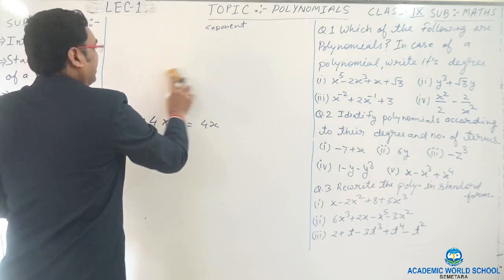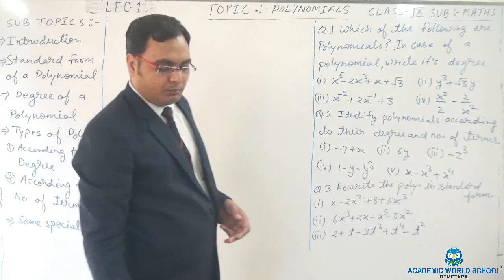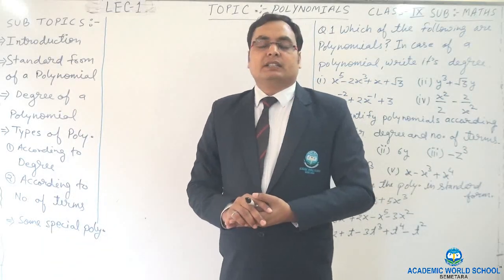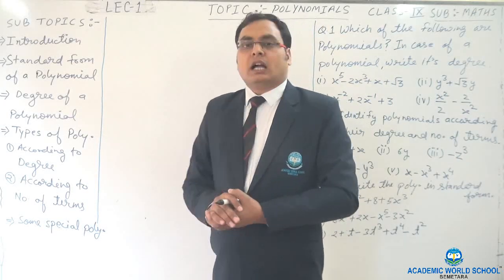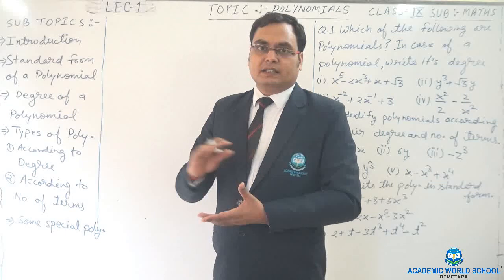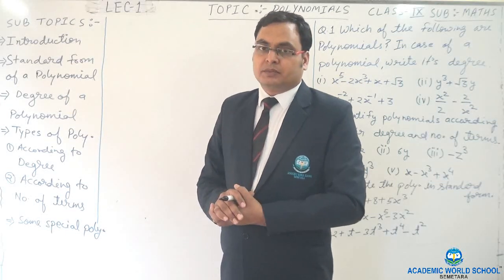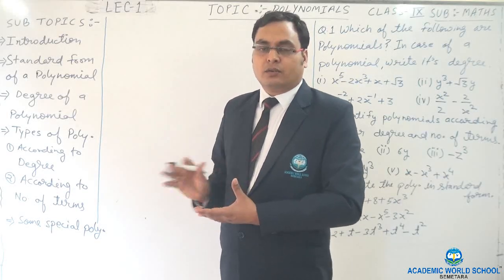Further, we will understand what is the standard form of a polynomial. The standard form of a polynomial is very easy. If we write a polynomial either in its decreasing power of the term or the increasing power of the term, then the polynomial is known as in standard form.